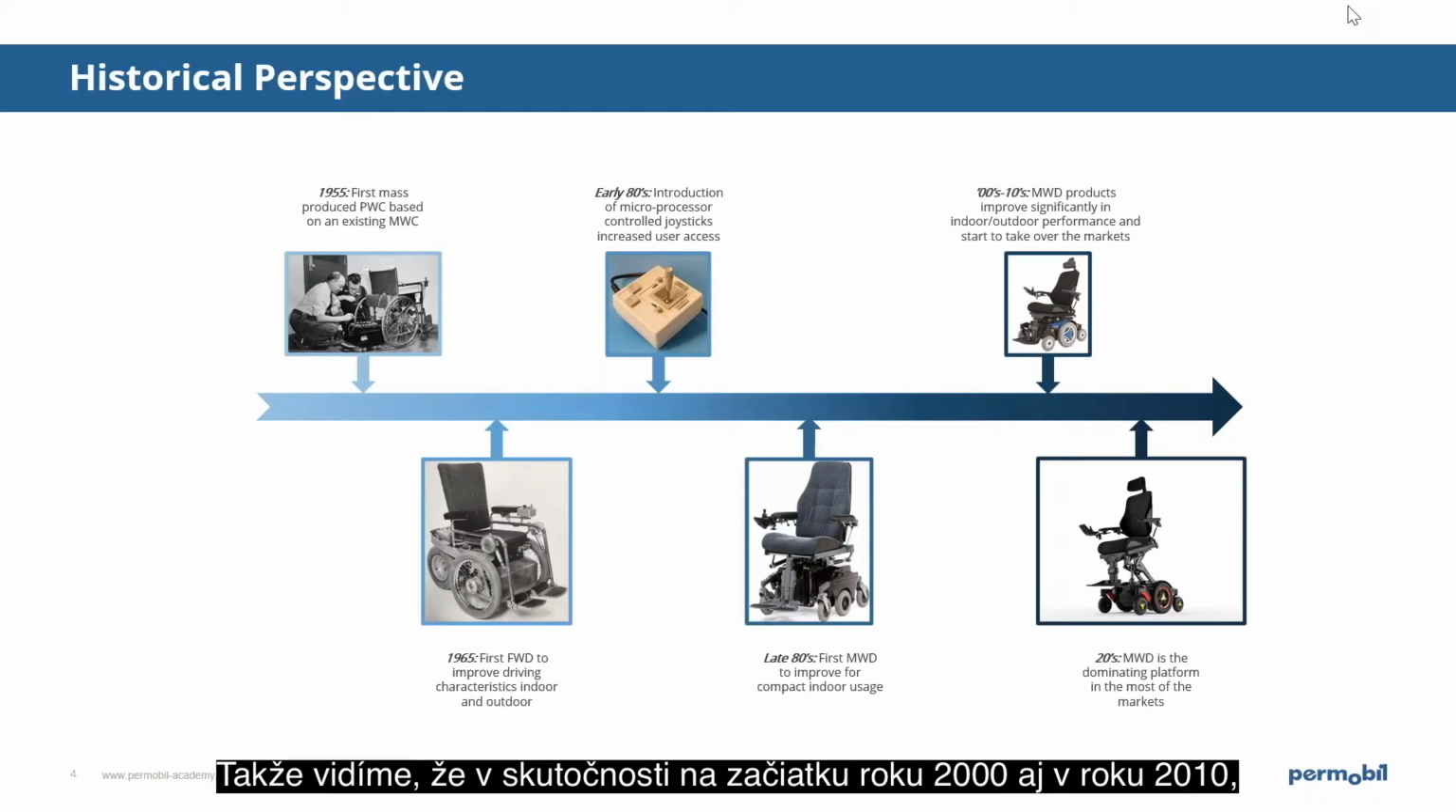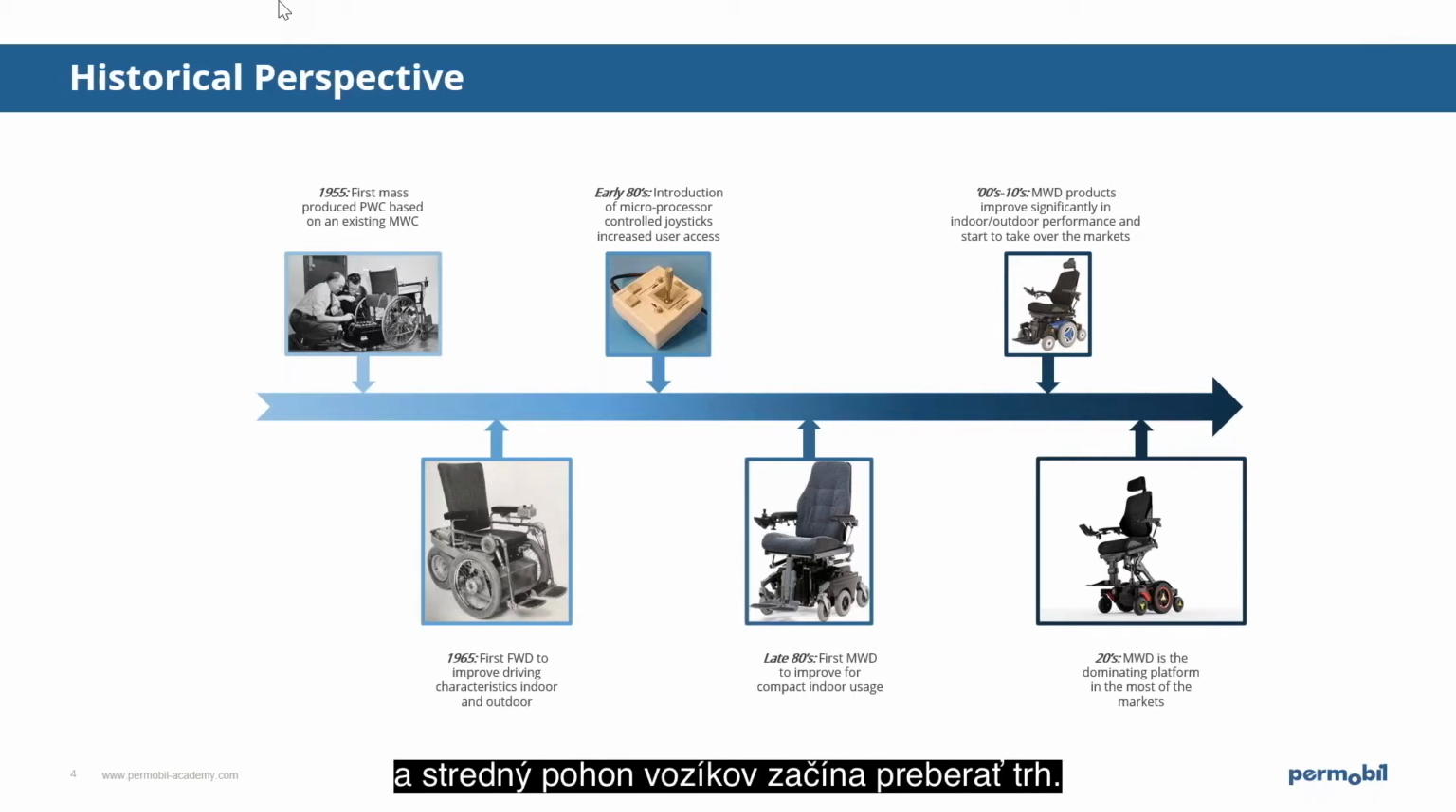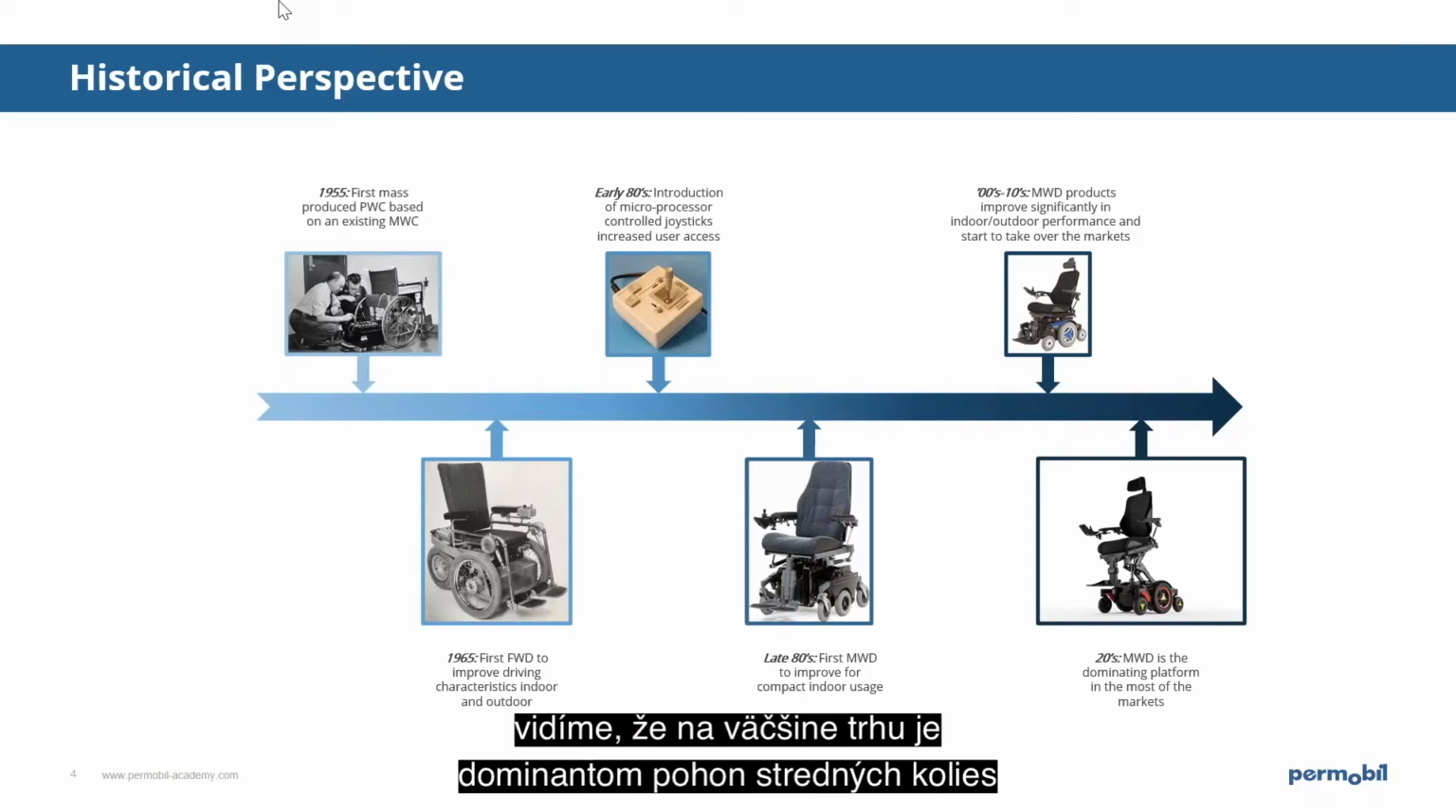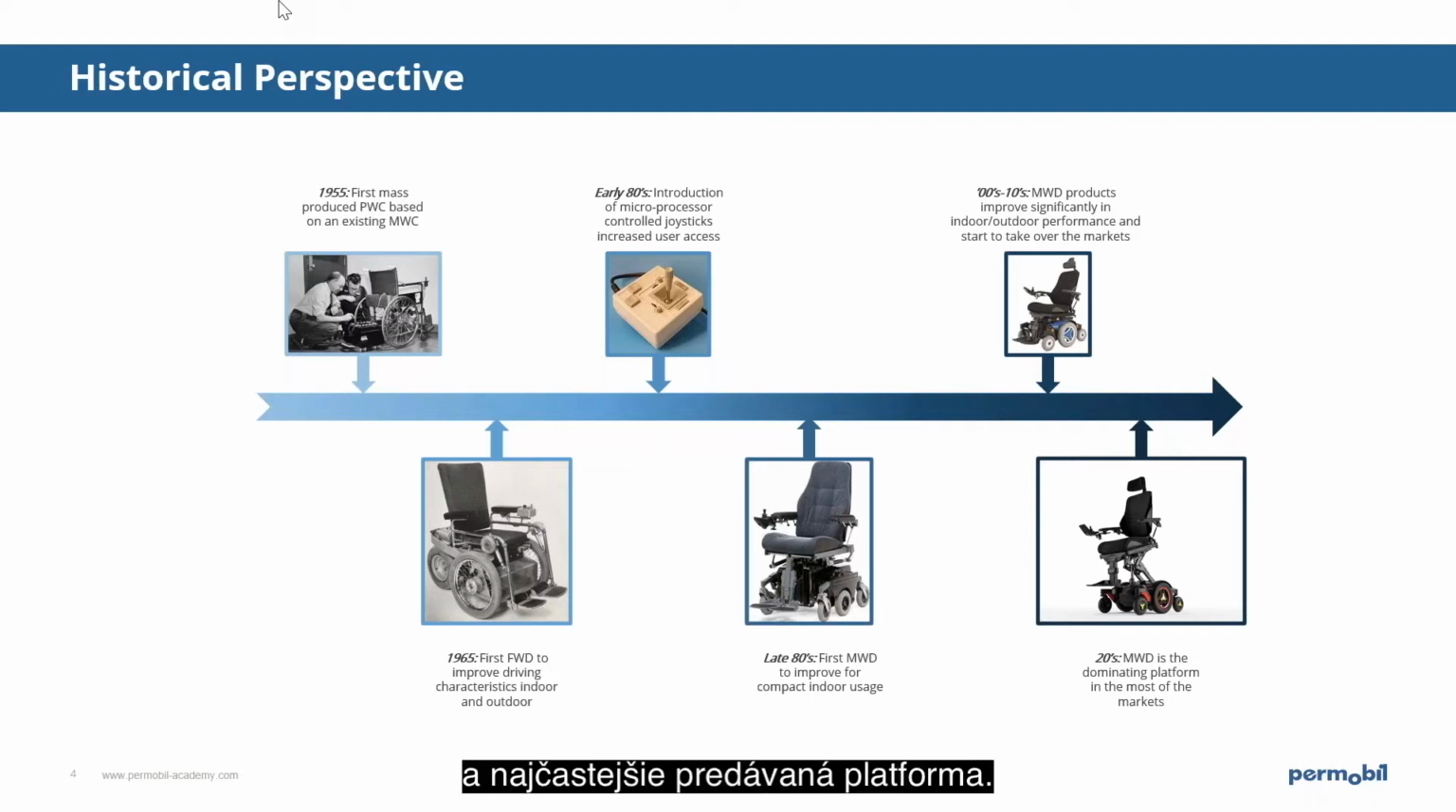So we see in the early 2000s, even in the early 2010s, that mid-wheel drive platforms started to improve. The functional performance outdoors improved significantly, and the mid-wheel drive platforms started to take over the markets. And now, being in 2020, we see that in most of the markets, mid-wheel drive is the dominating platform and the most frequently sold platform. So we have to acknowledge that this type of platform has conquered the market, and that is only because the functionality and the functional performance of those devices have significantly improved.